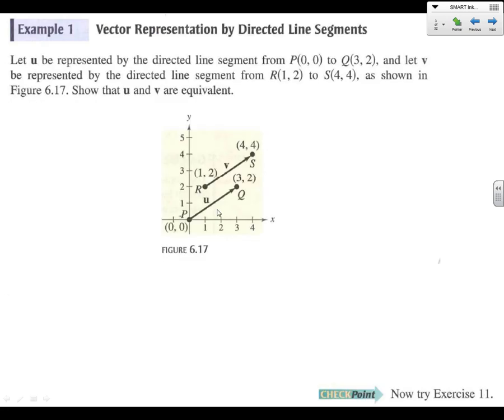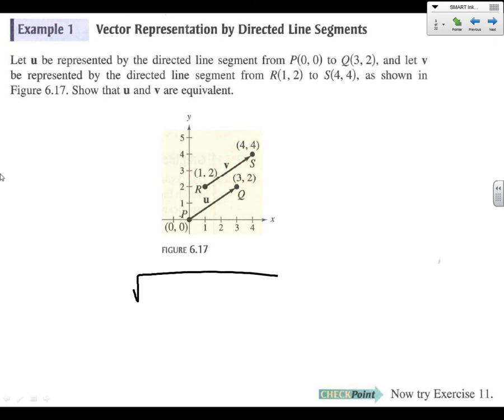Now a vector has a couple things going for it. It has a horizontal and a vertical component. This one is over 3 and up 2. This one's over 4 and up 4 from this initial point of (1, 2). In this one we need to show that they're equivalent, and that means we need to show that their distances are the same, first and foremost.